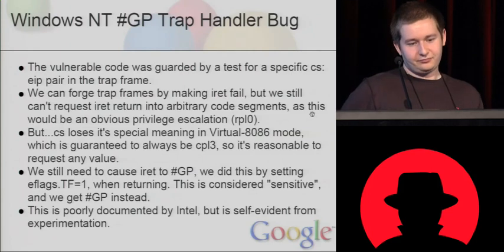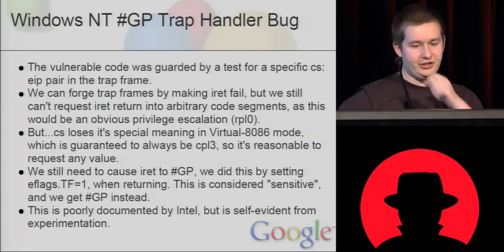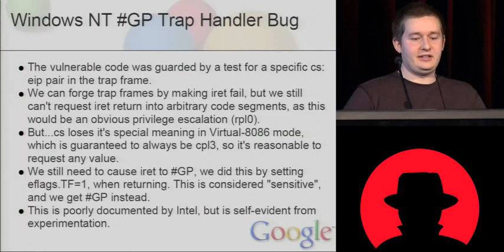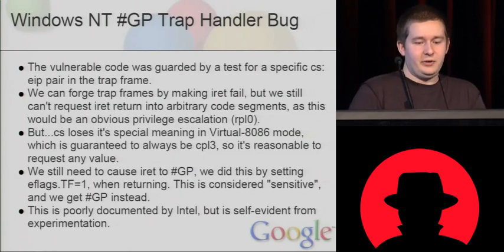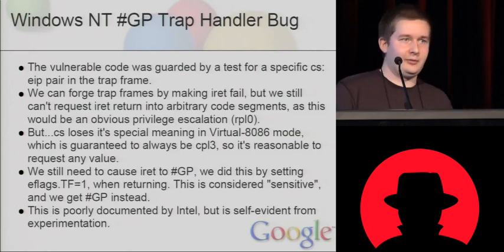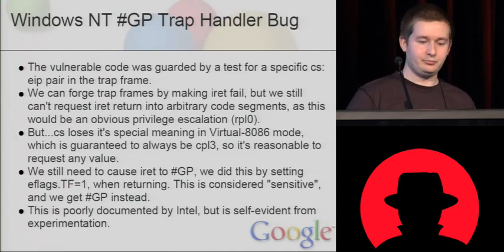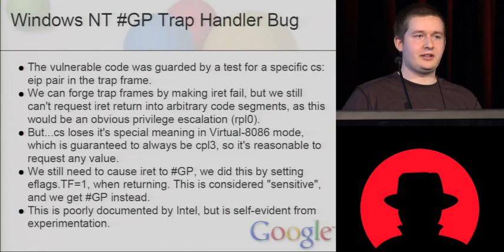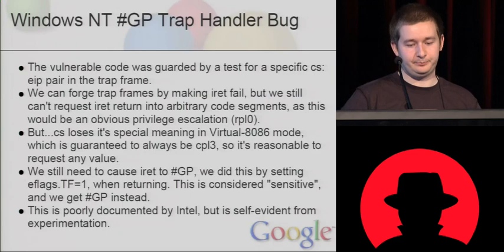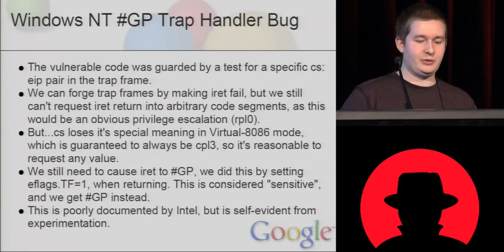So this code that we'd found in the GP trap handler was guarded by a test for a specific CS:EIP pair. We can forge these with these trap frames by making an iret trap, but you can't request to return into a ring 0 code segment. Obviously, that would be stupid because you're just using an RPL 0 value, and then you'd get instant kernel code execution. So nobody would be silly enough to make that mistake. But as we already know, CS loses its magic value in virtual 8086 mode because you need to be able to access this 20-bit real address space. So it's completely reasonable to request any value.